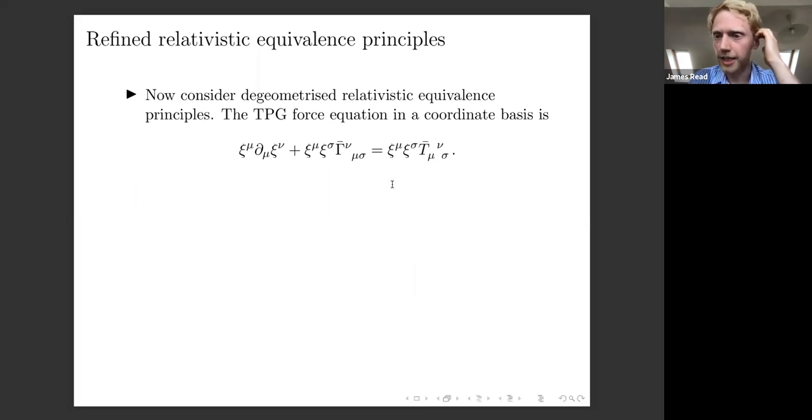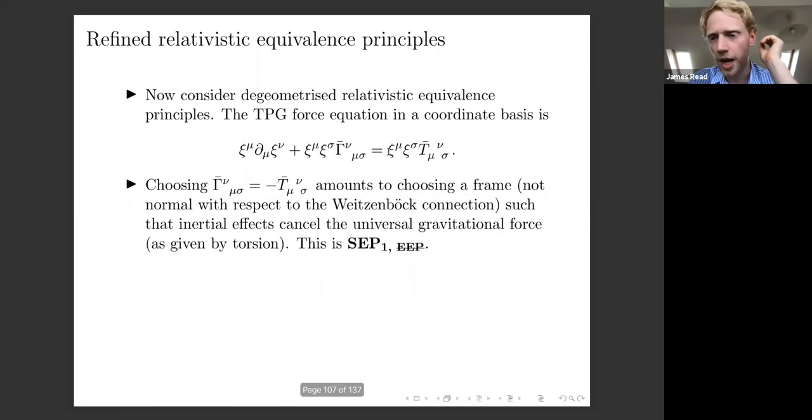Well, if I were to write the TPG force equation in a coordinate system, I would have this, where I have my coordinate derivative operator here, and then some connection coefficient terms associated with the Weitzenbock derivative operator, and then a torsion term on the right-hand side, which is representing the gravitational force. I can choose my frame such that the connection coefficients cancel the gravitational force as given by this torsion. And so, yeah, this amounts to choosing a frame such that inertial effects are cancelling the universal gravitational force.